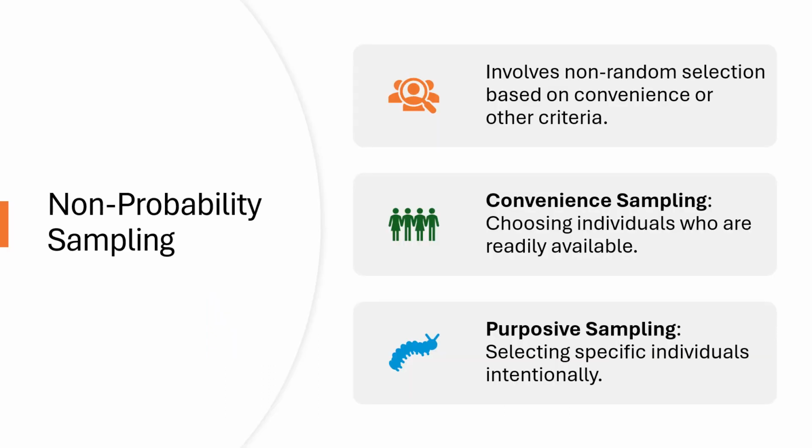Like probability sampling, we have non-probability sampling also. It means a non-random selection based on convenience or other criteria. There is no rule for that, and that is why it is called non-probability sampling. There is no equal chance for everybody to be included. So, first of all, there is convenient sampling.